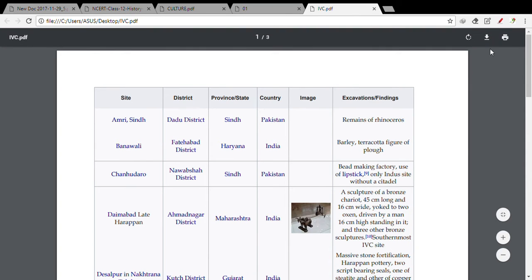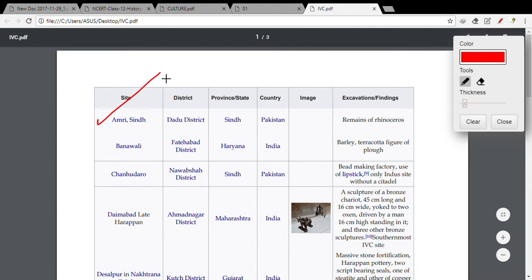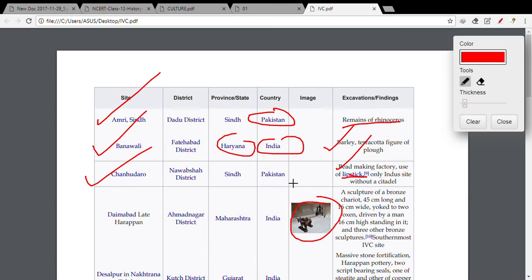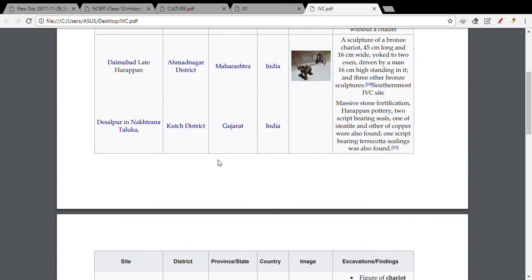And here are some important sites of the Harappan civilization. Amri in Pakistan contains the remains of a rhinoceros. Banawali in Haryana, India, contains barley and a terracotta figure of a plow. Next, Chanhudaro contains a bead making factory. Use of lipstick was there during that time. Daimabad in Maharashtra, India, contains the sculpture of a bronze chariot. This is the southernmost IVC site where we can find bronze.